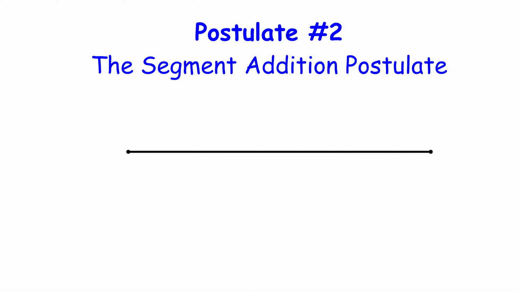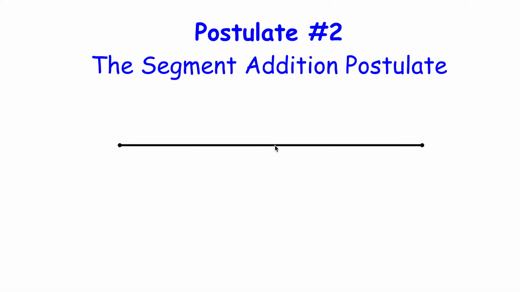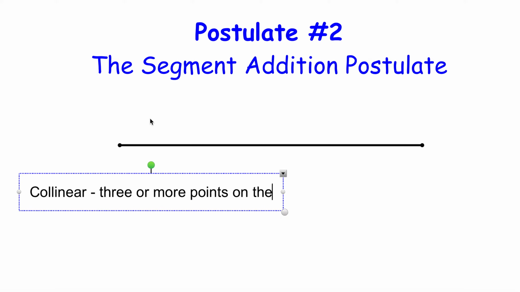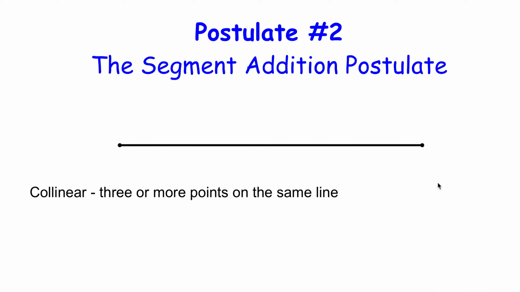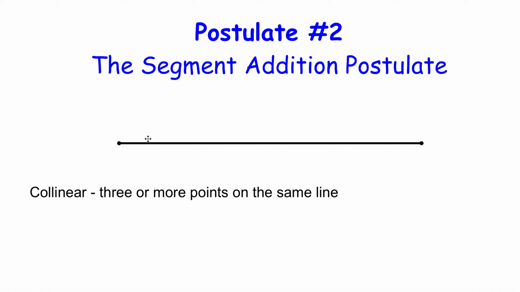So let's move on to postulate number 2. Postulate number 2 is the segment addition postulate. If you remember, we talked last time about collinear points, and I'll actually write that out real quick. I had you put on your definition sheet what collinear points means, and collinear points are just 3 or more points on the same line. So if I had 3 collinear points here, so here's a segment right here, and let's say I had 3 points, and I'm going to draw those points on here.